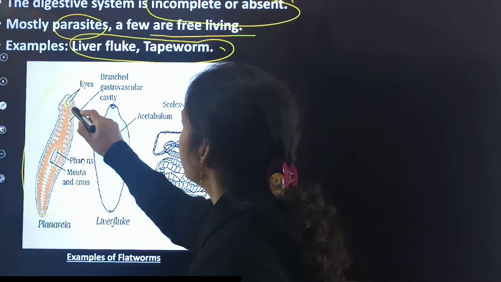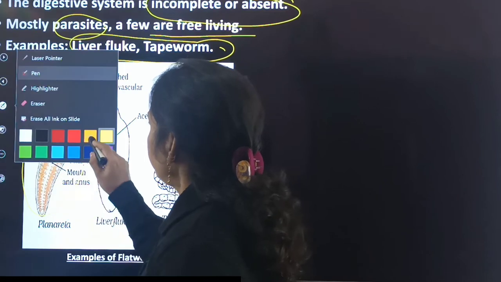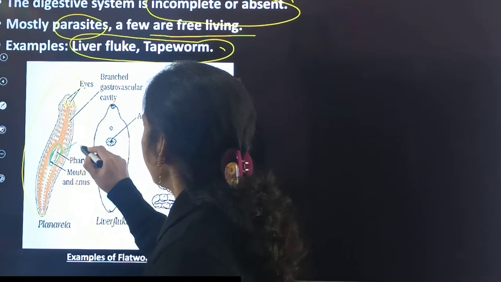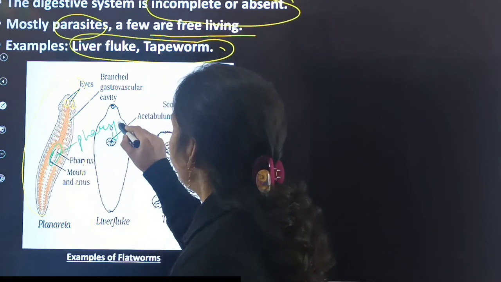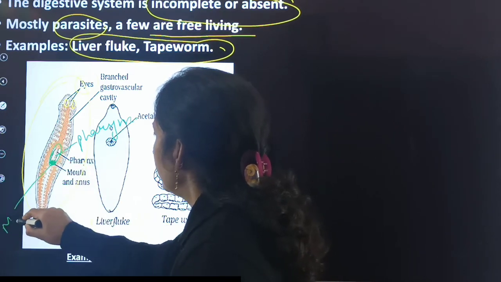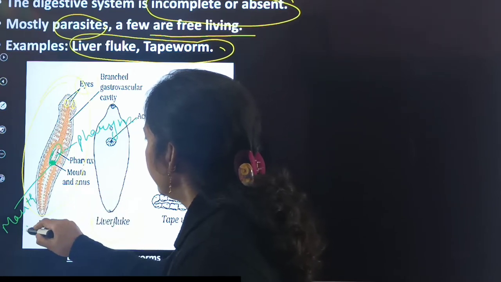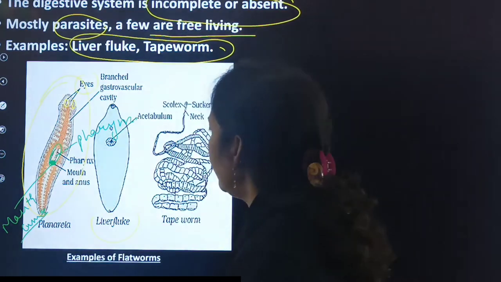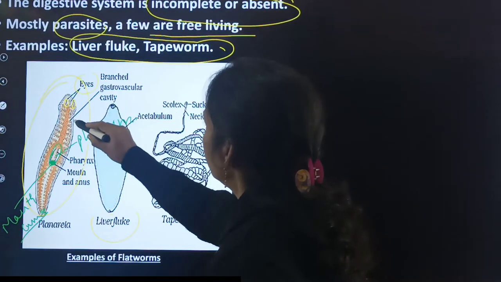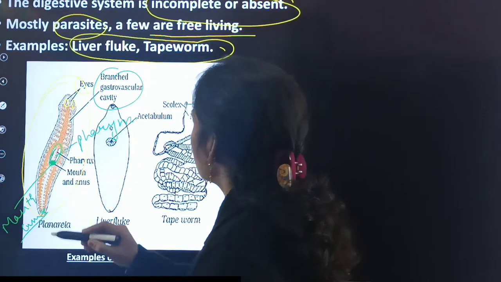These are the eyes that are present in the planaria. Second, this is the pharynx. And here this is the mouth in case of the planaria. And with the mouth, literally it is attached with the anus. This is planaria. Here this is the liver fluke. And this is the branched gastrovascular cavity that is present in case of planaria.